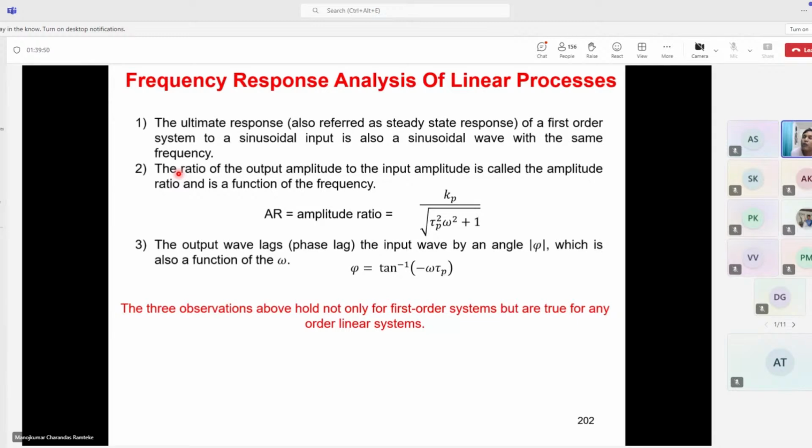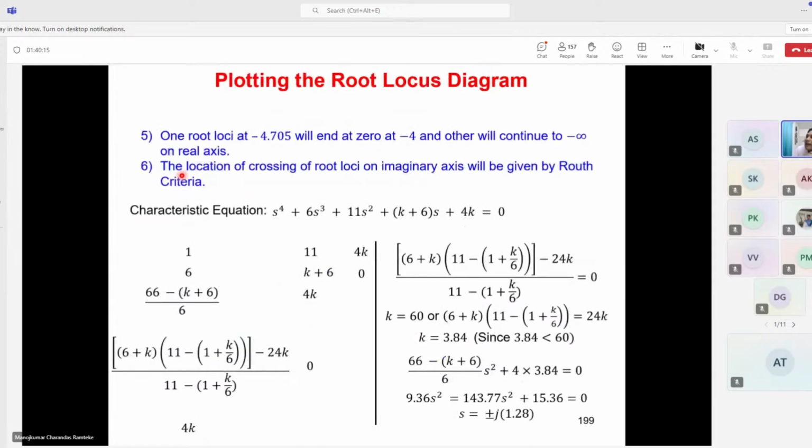So when I am getting a sustained sine wave, what does it mean? It means that the roots are located on the imaginary axis. That is what the meaning is. When I am getting the output which is a sustained sine wave, it means you are getting your roots exactly on the imaginary axis. And when you have roots exactly at the imaginary axis, what is the value of the roots? The value of the roots is j omega.